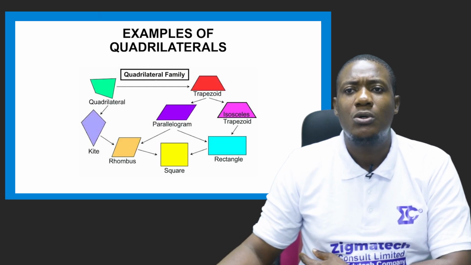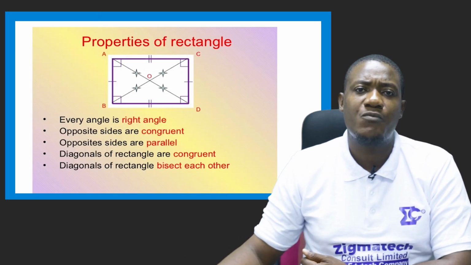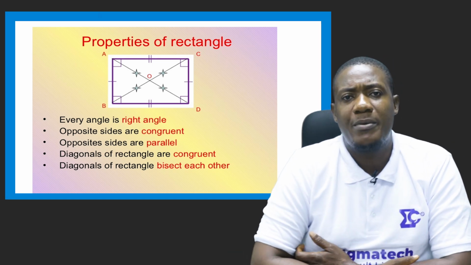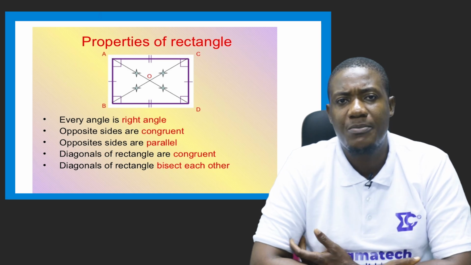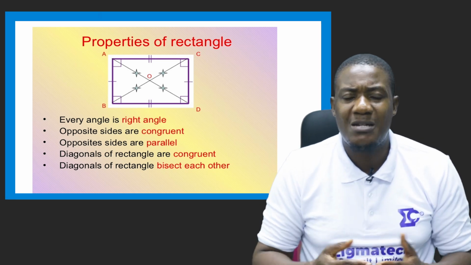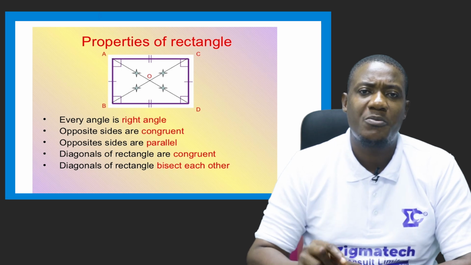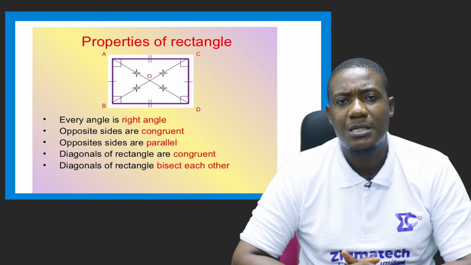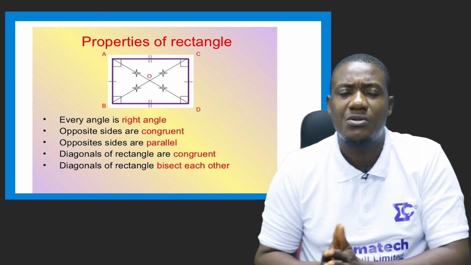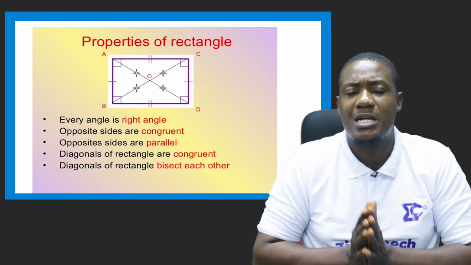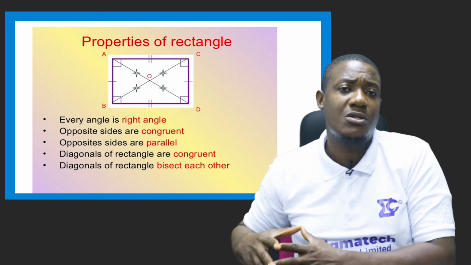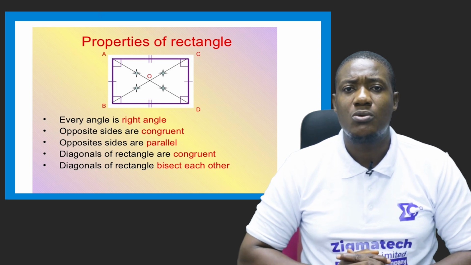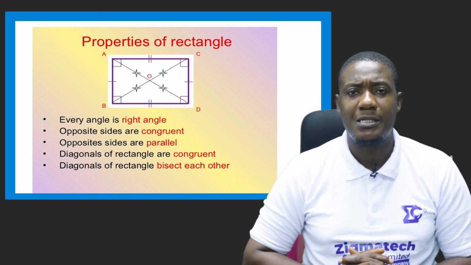Okay, so let's look at these quadrilaterals I've mentioned and talk about their properties so that when you see them, you can identify them. You can say from the properties that, oh, this quadrilateral, it's actually a rectangle, it's actually a trapezium, it's actually a square, it's actually a kite, it's actually a rhombus, by the different properties we are going to highlight at this moment.